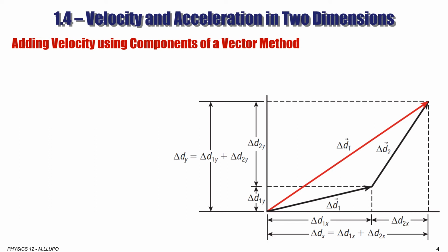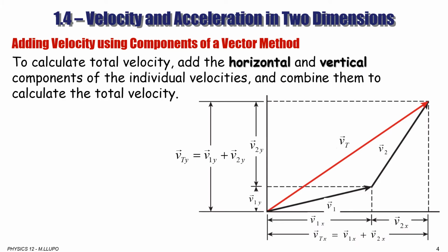Now we want to add velocities together using the component method. We already just learned about adding displacements together using the component method. But velocity and displacement are both vector quantities, and everything that we learned about displacement applies to velocity as well. And guess what? That is exactly the same. If you have velocity v1 and velocity v2 and you want to add them to get the total velocity, you do the same thing. You resolve velocity 1 into components x and y, and you resolve velocity 2 into components x and y, and then guess what?